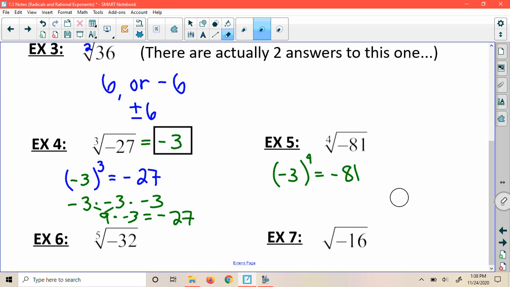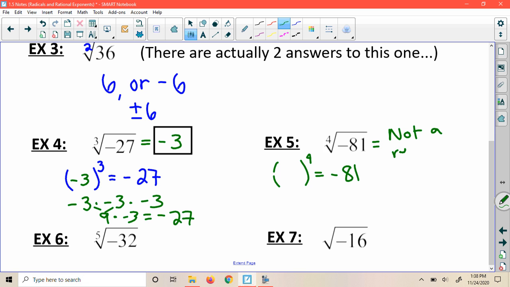So after a while, everybody was saying, well, I don't think there's a number that to the fourth power will equal a negative number. It won't equal negative 81. And you are totally right. So not a real number. And let's keep going. We'll kind of get a pattern to all this in just a second.